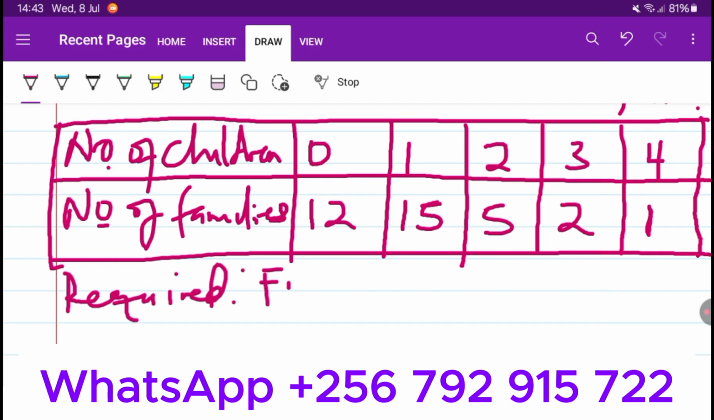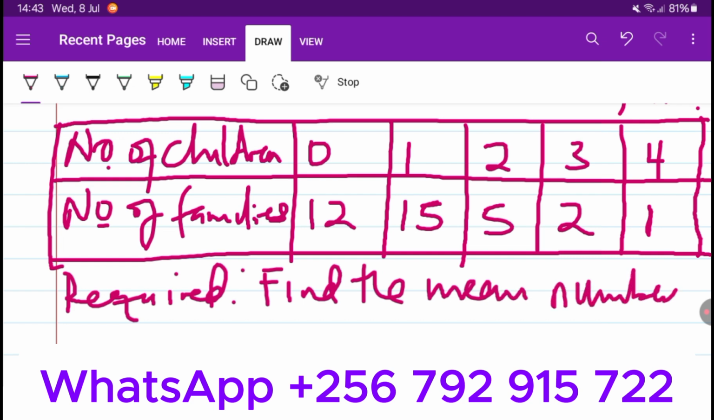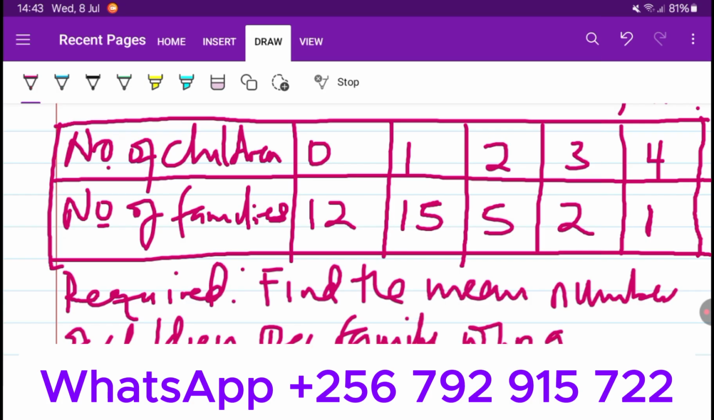So they are telling us find the mean number of children per family who go to school. So this question is all about students, those who go to school in a given estate. They look at a given housing estate, then they ask.